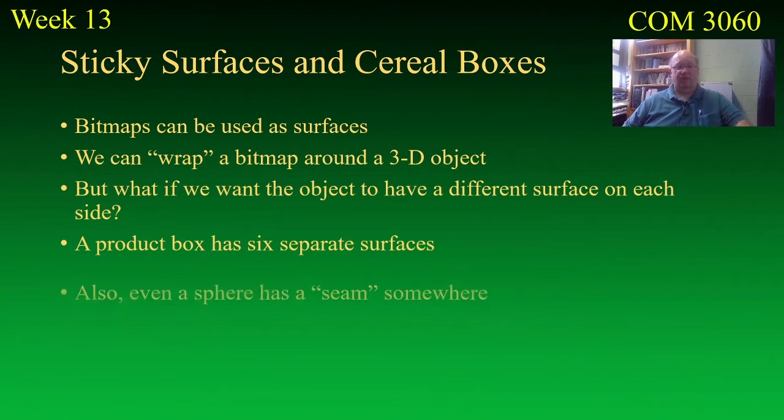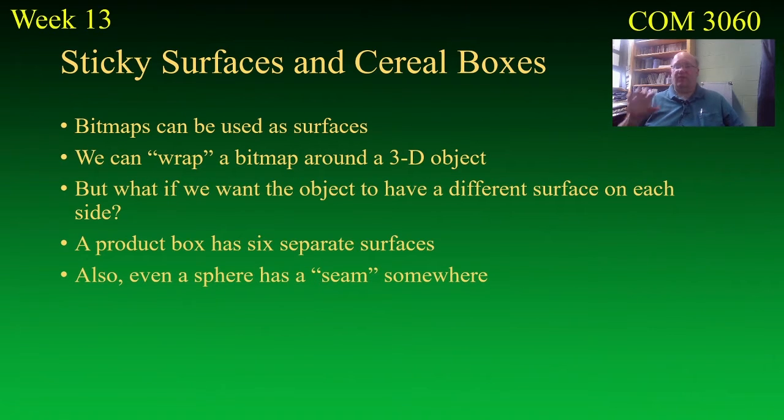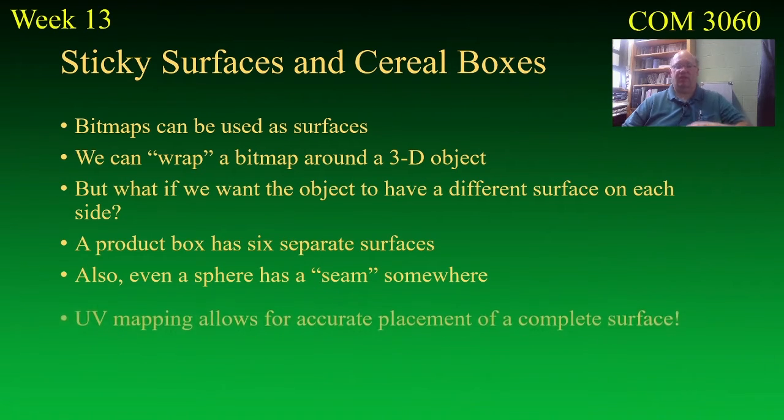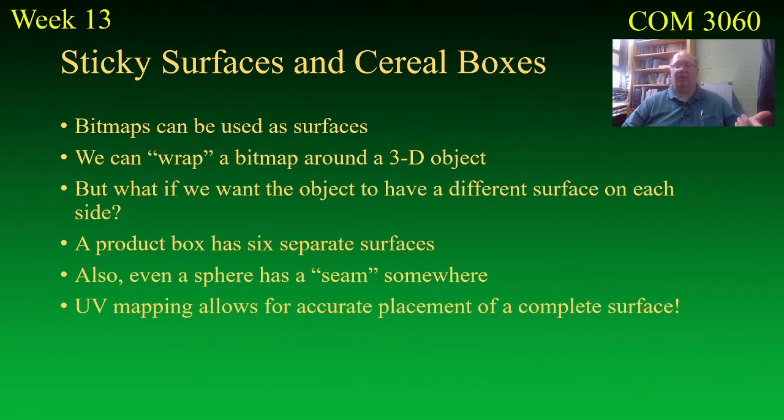And so, if you have a spherical object, you may think that's easy to work with. But in fact, it may not be, because if, for example, you've got a map of the world, you want to have the continents in the right places, and you don't want to have a big gap somewhere where the bitmap resets somehow or starts to tile. And so that's why you would want a UV surface, even for that. Something like a can is another situation. UV mapping allows for accurate placement of a complete surface. And so that's why we're doing it.